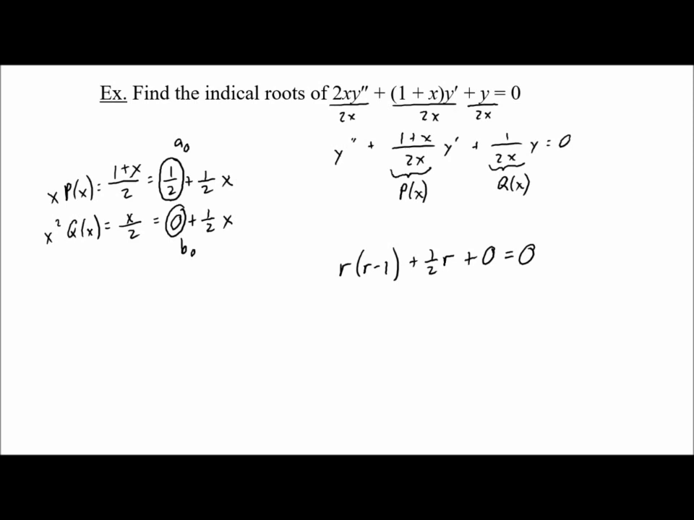If I simplify this a little bit, I get r squared minus 1/2 r equals 0. Factor out the r. And I find that my integral roots are r equals 0 and r equals 1/2. There we go.